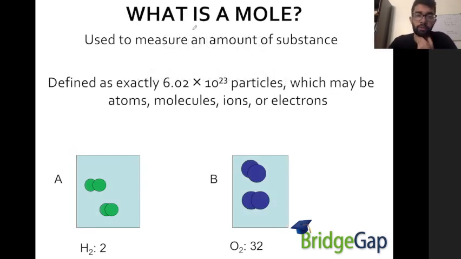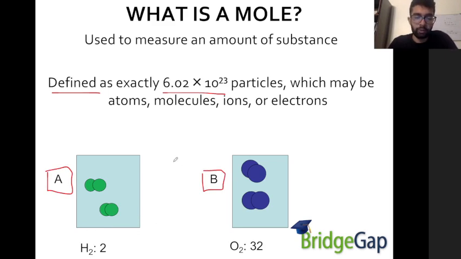So a mole is really a framework we use to measure an amount of substance, especially in chemistry. You frequently use the mole. And so a scientist named Avogadro defined the mole as exactly 6.02 times 10 to the power of 23 particles. And so this is very contextual, in that it depends on what exact scenario we're talking about. So let's say we have beaker A, and we have beaker B.